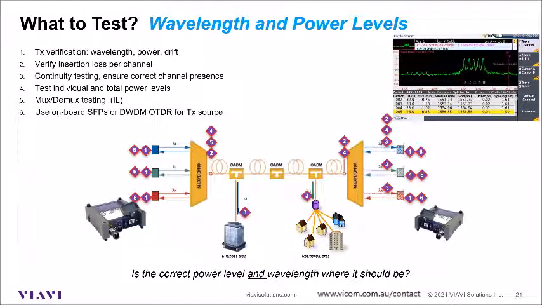Okay, what else to test? So definitely the wavelengths and the power levels are very important. Here we've labeled the different types of things to look out for in the different areas of the network. There are areas where the transmit verification of the wavelength, the power, and as I mentioned, the drift is vital. We'll talk about drift in the next slide or so, because this is a very real problem that we are facing, and we have developed a fix for it as well.